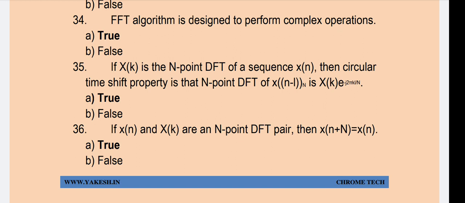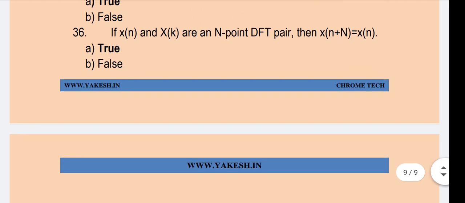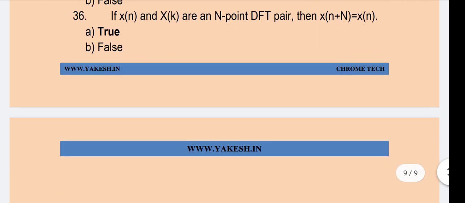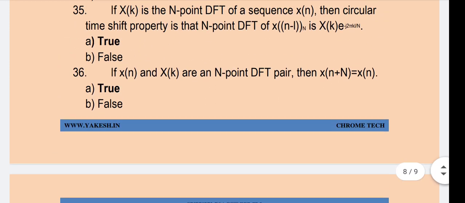If X(k) is the N-point DFT of the sequence x(n), the circular time shift property is that the N-point DFT of x(n minus l) is X(k) e to the power of minus j 2 pi k l divided by N. Option A true is the correct answer. Next question. If x(n) and X(k) are an N-point DFT pair, then x(n plus N) equals x(n). True. Option A is the correct answer. True is the correct answer.